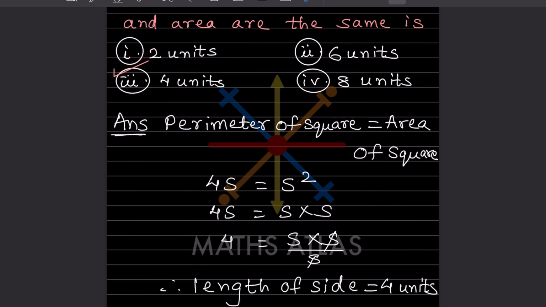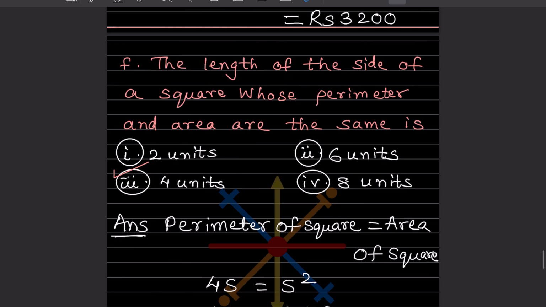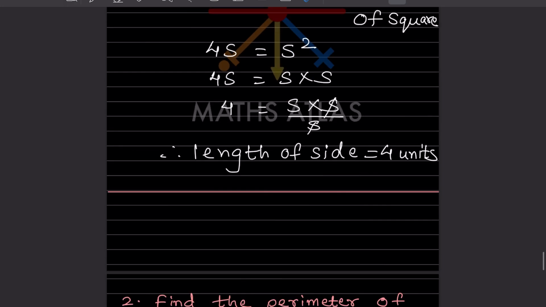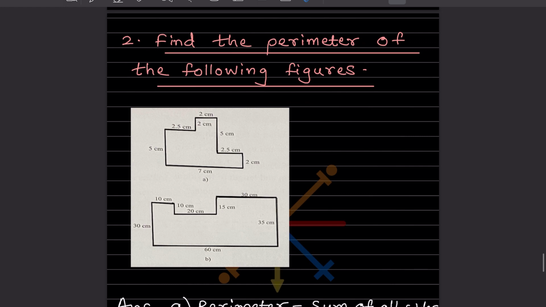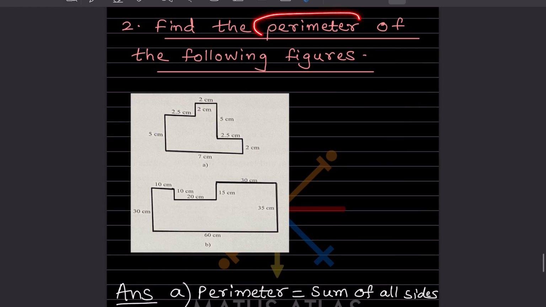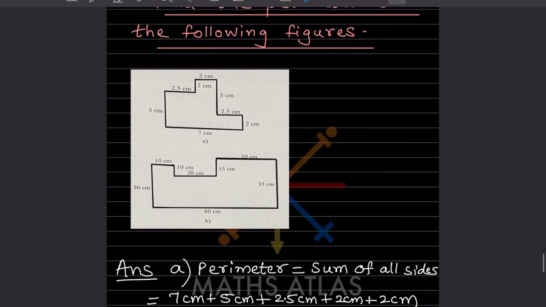Any dimensions are not given, but from this sentence we have to find out the answer. Perimeter is the same as... so this step is very important. Now, the perimeter of the following figure. So you know perimeter means what? Sum of all sides. So what are you going to do? You are going to start with the perimeter meaning sum of all sides.